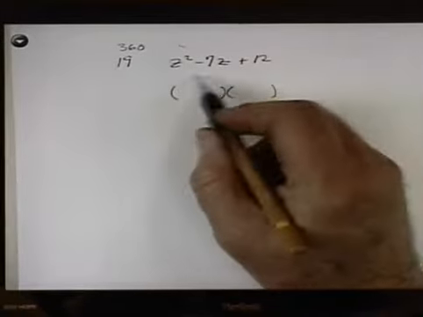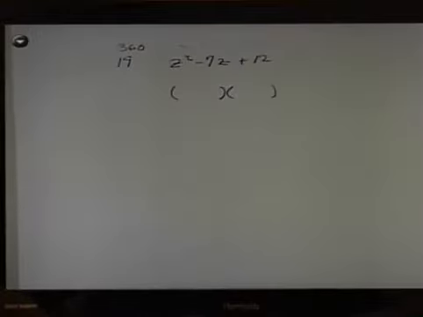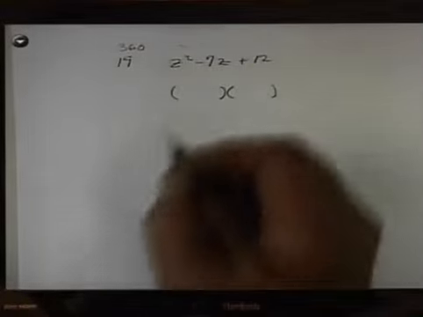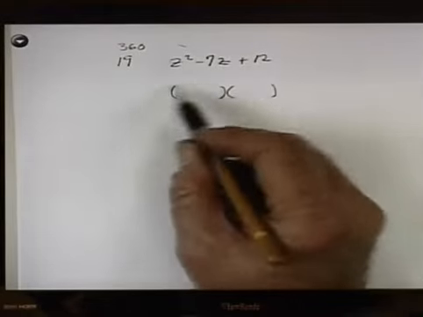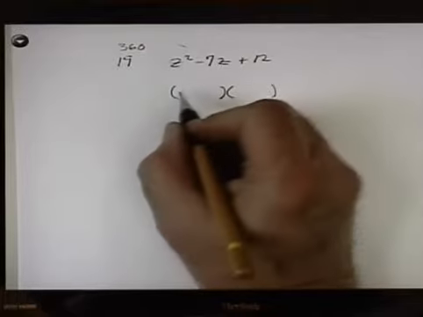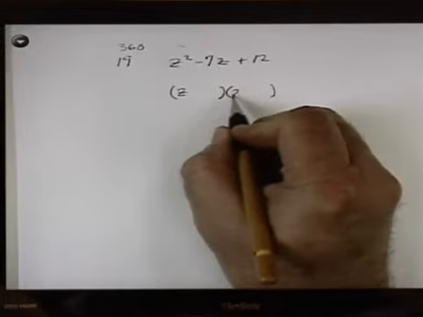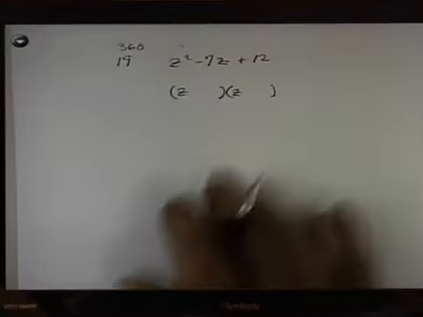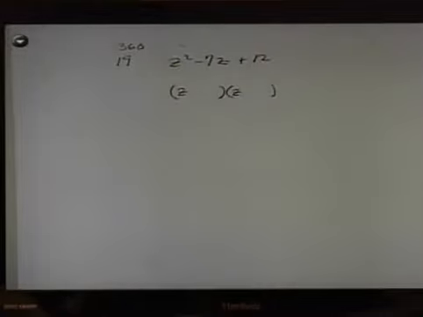This is a trinomial, and we're going to try to factor it into two polynomials, or two binomials. So we'll break it apart, and we see our variable is just a z squared, so we know the first term in each of these is going to be z, because z times z equals z squared.